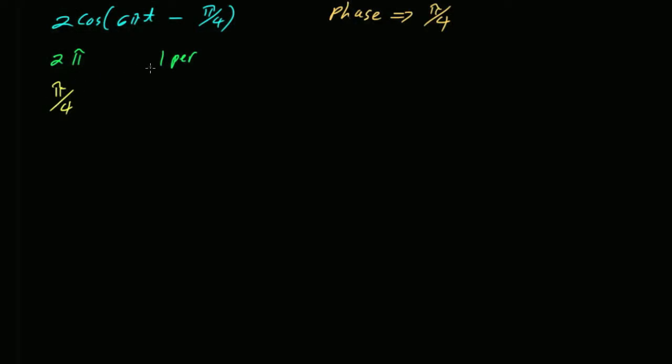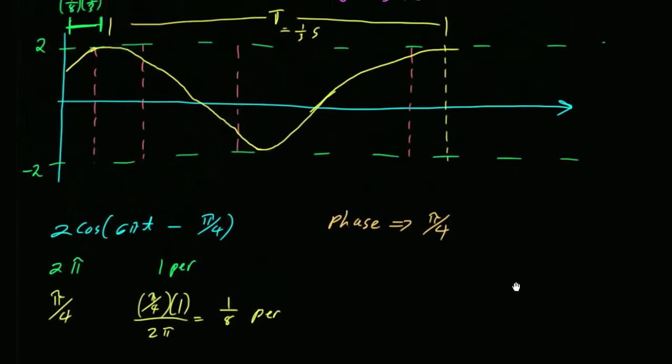Right? So I just cross multiply. It's just scales. So in order to do that, I do pi over 4 times 1 divided by 2 pi, and that gave me 1/8 of a period. So what this is telling me is I'm actually going to shift my cosine to the right by 1/8 of a period. So that's where the 1/8 came from.